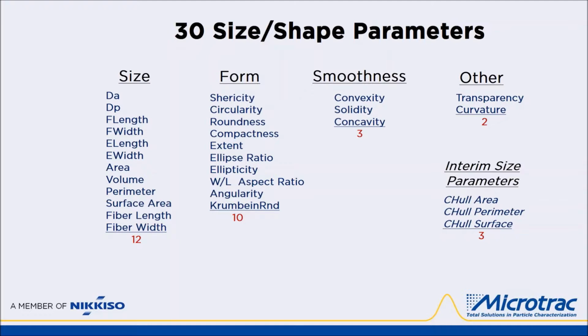Form factors include 10 different parameters that indicate how closely the particle is to being a perfect sphere, or various aspect ratios or elongations of the particle. Surface smoothness parameters are just that, 3 different parameters that indicate the texture of the particle surface. 2 other parameters report the overall light intensity coming through the particle, transparency, and the curvature of the particle as a gradient of light intensity. Interim size parameters are used to calculate a number of shapes.